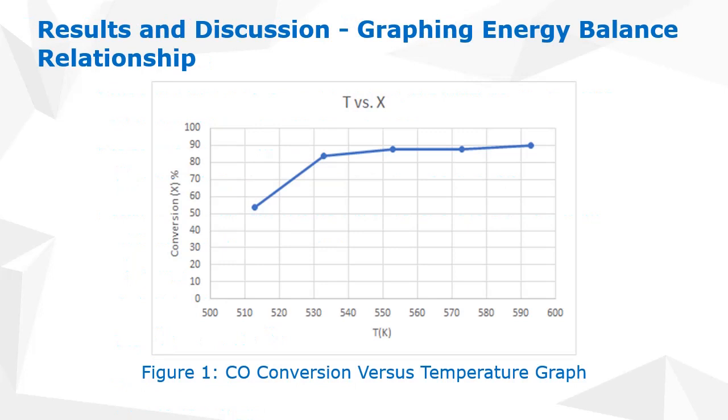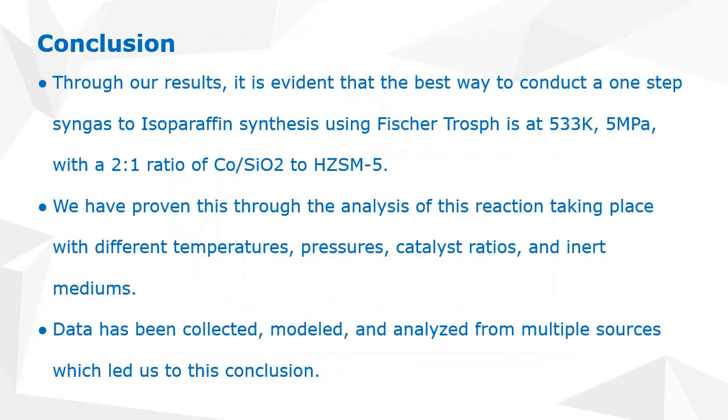To confirm 533 Kelvin would be a good temperature for this reaction, we plotted temperature versus conversion. The graph displays that conversion is no longer increasing significantly at 533 Kelvin. Through our results, it is evident that the best way to conduct a one-step syngas to isoparaffin synthesis is using Fischer-Tropsch at 533 Kelvin, 5 megapascals with a 2 to 1 ratio of cobalt silicon dioxide to HZSM5.